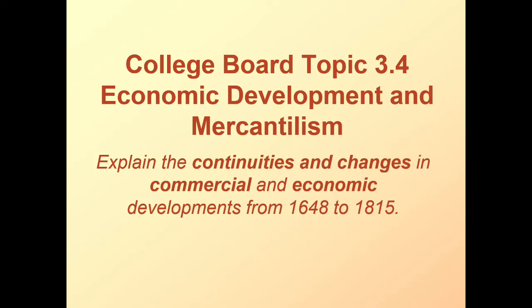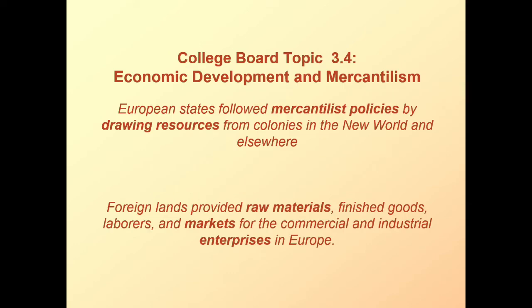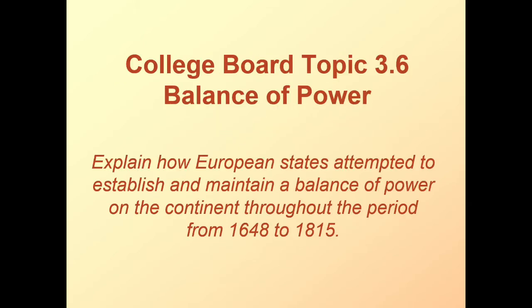And then we've got College Board Topic 3.4, Economic Development and this new thing called Mercantilism. Explain the continuities and changes, that's a historical thinking skill, in commercial and economic developments from 1648 to 1815. European states followed mercantilist policies by drawing resources from the colonies in the New World and elsewhere. Foreign lands provided raw materials, finished goods, laborers, and markets for the commercial and industrial enterprises in Europe. And I put the key words in bold on these statements.